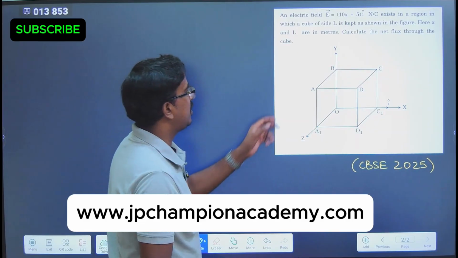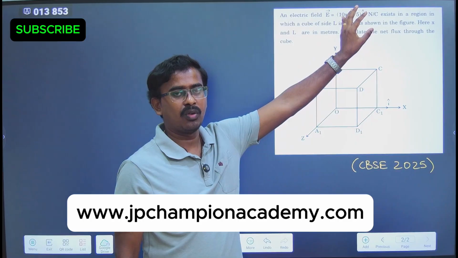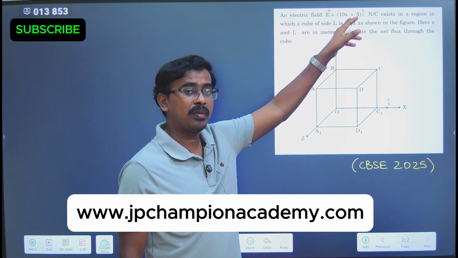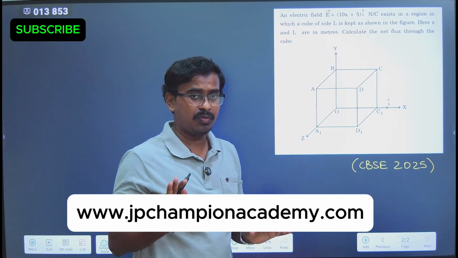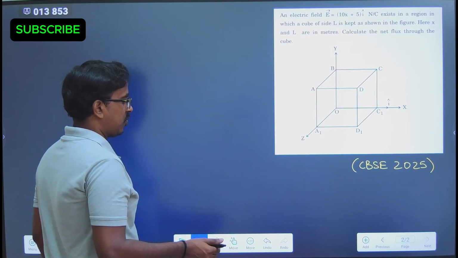See here, the electric field given is E = (10x + 5) i cap. So this is the electric field. The electric field depends on x, so it's not a uniform field, it's a non-uniform field. Non-uniform field means I cannot use the formula.